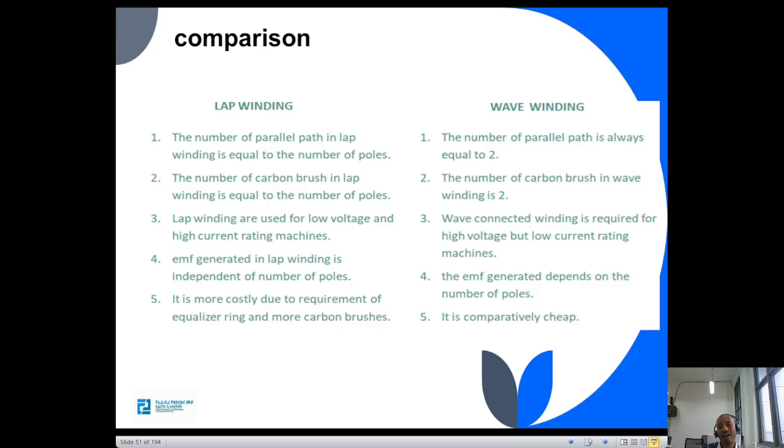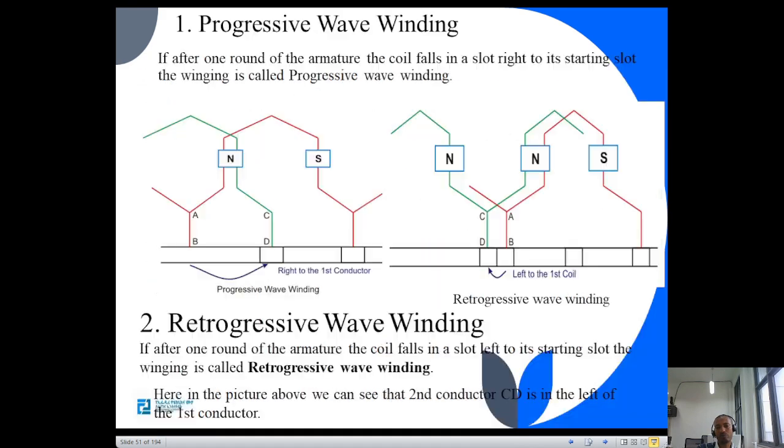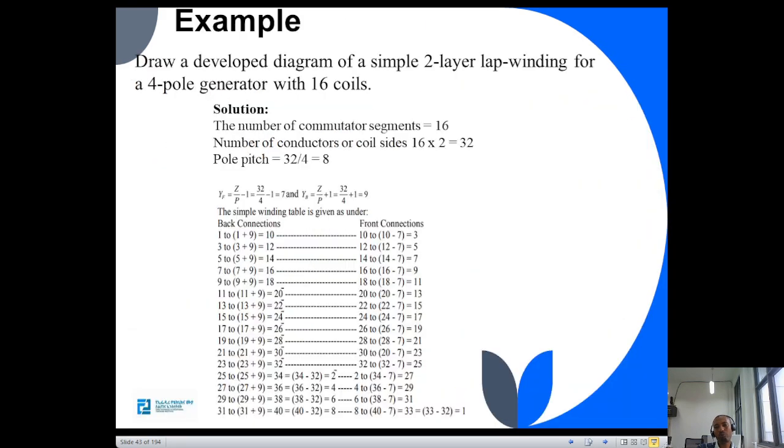This is what I have. So in the next section we're going to attempt 2 examples, one for a lap winding and the other for a wave winding. So you try at your home, and we'll attempt it in the class together. Just try to understand this as much as possible.